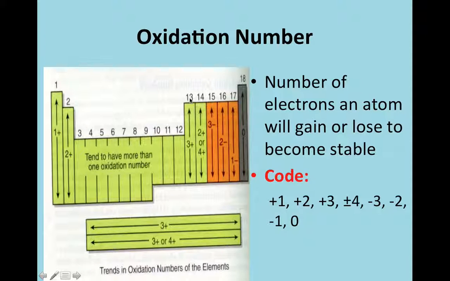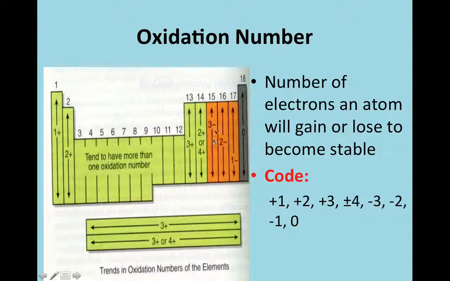Jump over to the A columns. Boron family right here has a positive 3. The carbon family right here has plus or negative 4. That means this family right here can either gain 4 or lose 4. They could go either way.